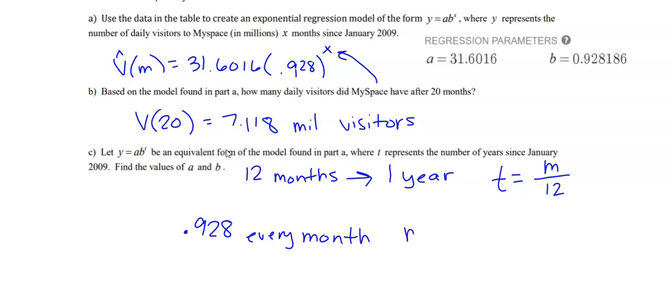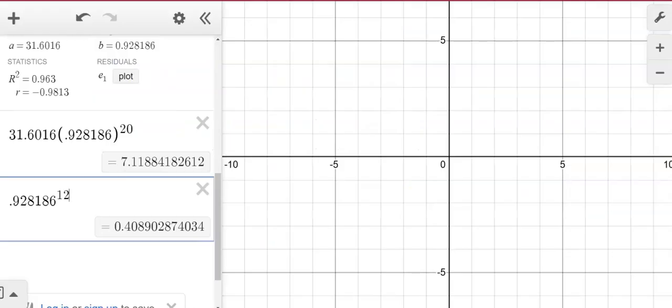So to get our new b for our new equation, we need to do 0.928. I'm going to do the whole thing so we don't have a rounding error, to the 12th power. Okay, so our new b, I already have this plugged into Desmos. Our new b is going to be 0.4089.